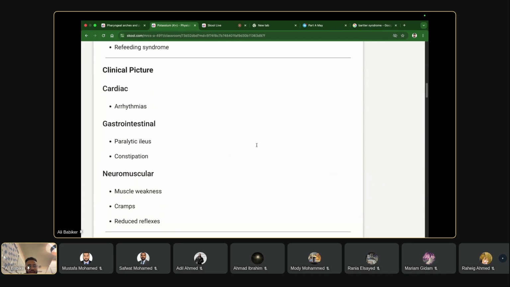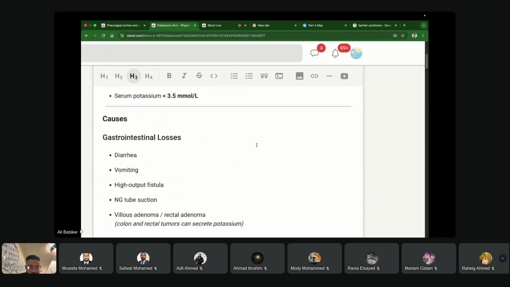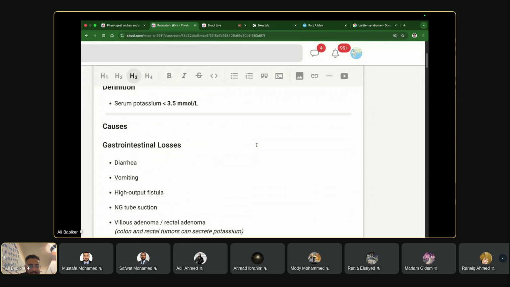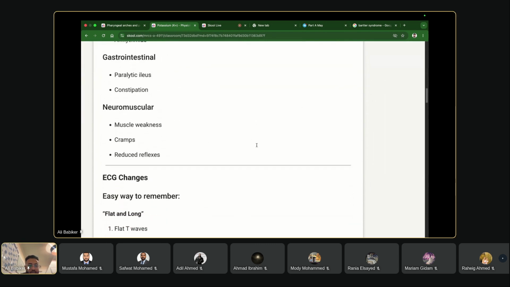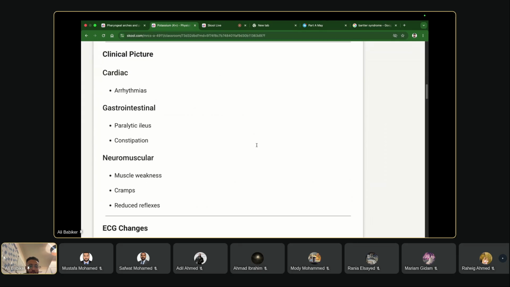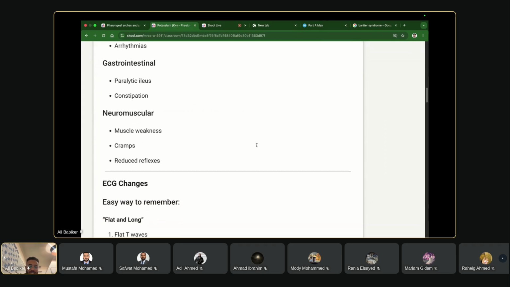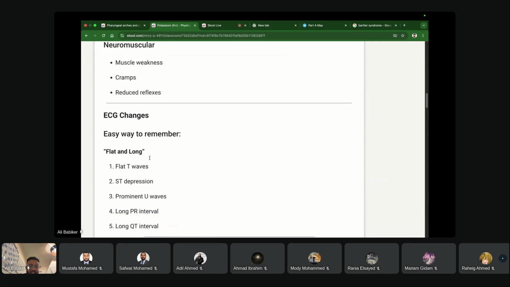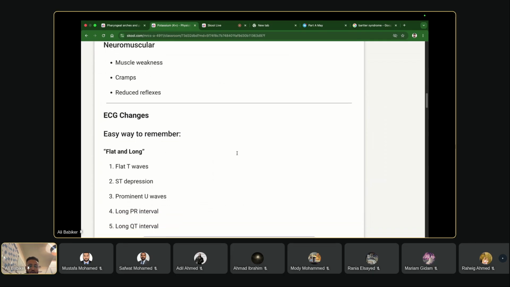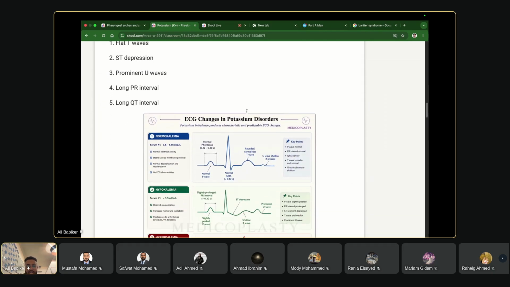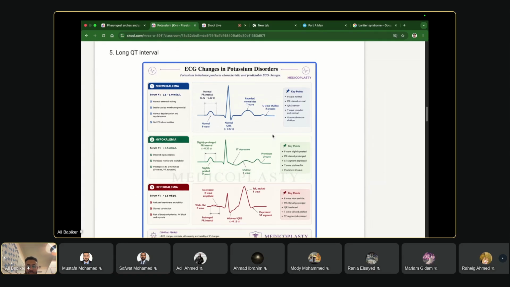All right, clinical picture. If you have hypokalemia specifically, the one that we mentioned here, this may lead to arrhythmia, paralytic ileus, constipation, muscle weakness, cramps, and reduced reflexes. ECG changes for hypokalemia: flat T wave, ST depression, prominent U wave, long PR interval, and long QT interval. All of this, I put them here. This nice image for you.